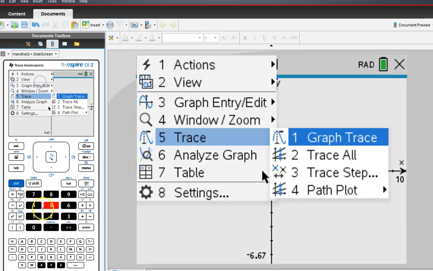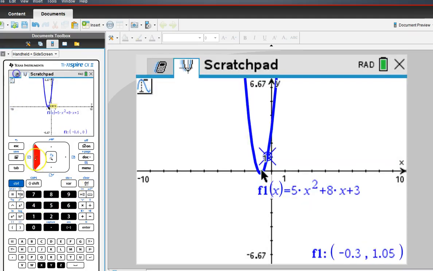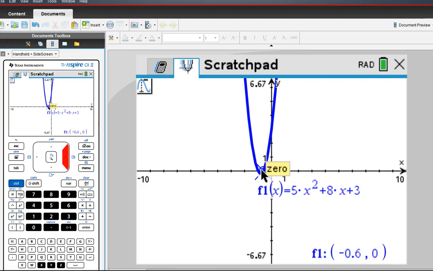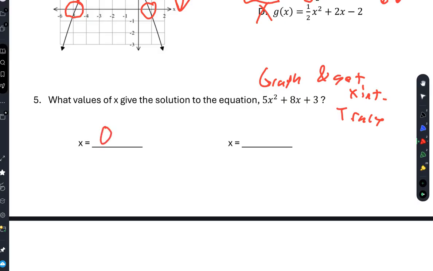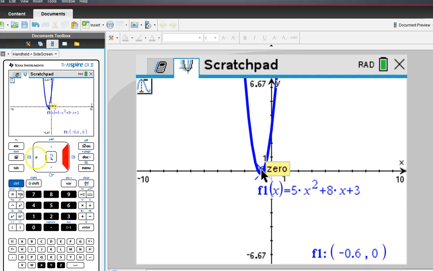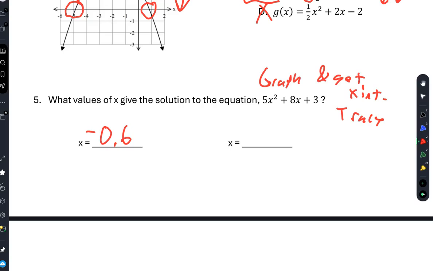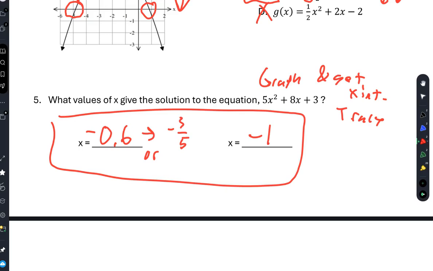Menu 5, 1, and I'm going to hit the left arrow button. There's one of my zeros. One of my zeros is -0.6. And let's get to the other zero. There's my minimum. My other zero is -1. Let me go back to my paper. So -1. If you change this to a fraction, it would be -3/5. Okay, but both of these would be the zeros.